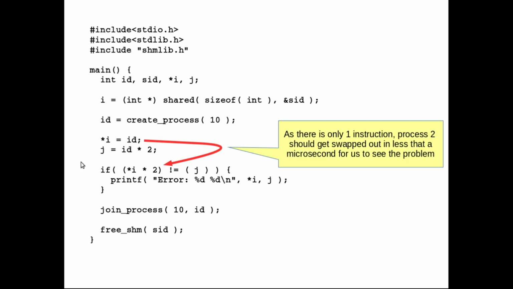between these two statements. So between process 2 executing this statement and process 2 executing this if statement, between that time another process should get scheduled, and then only we will see the problem. So it may be difficult to reproduce this error if we have only one statement like this.